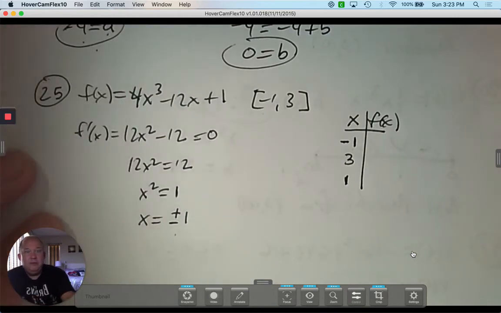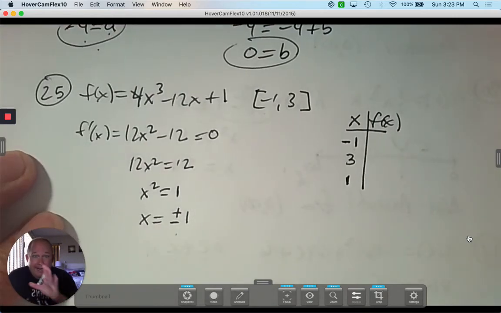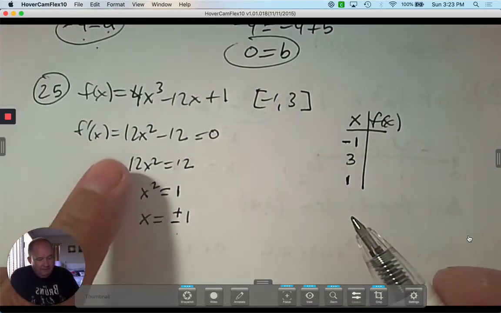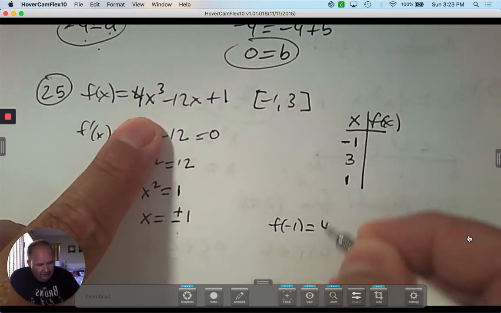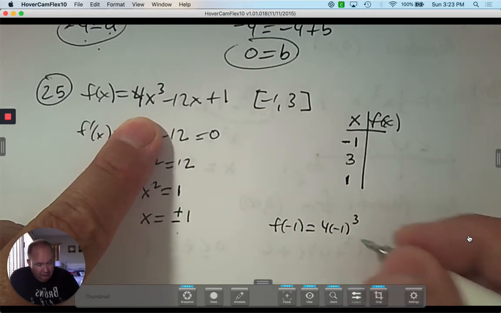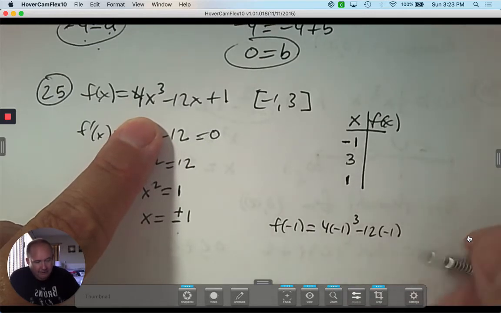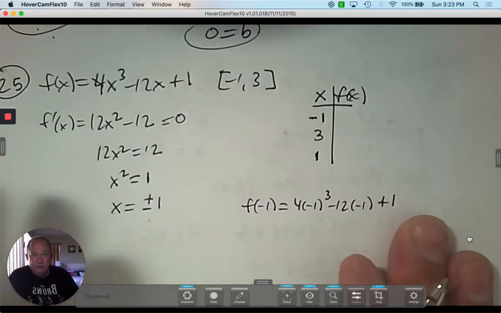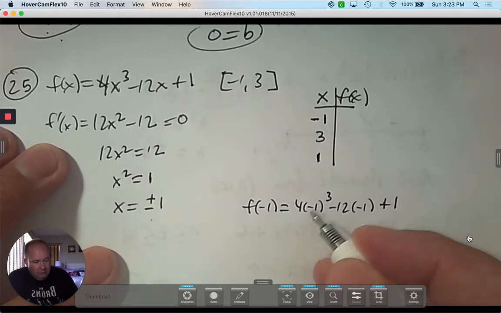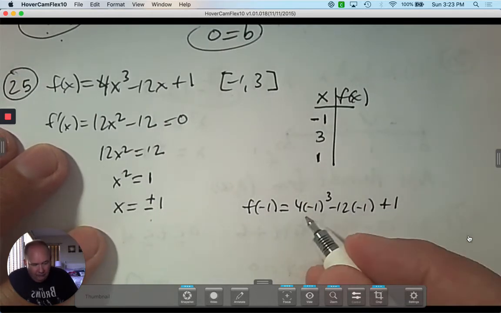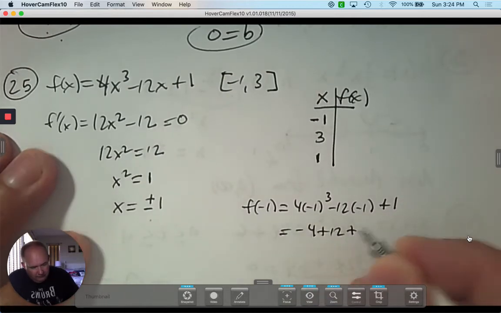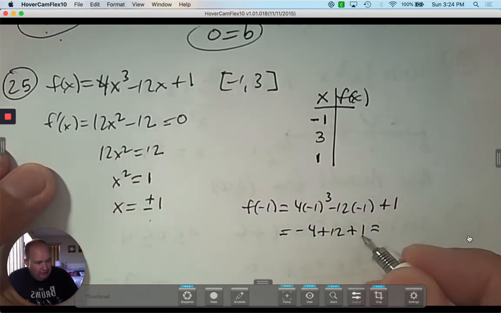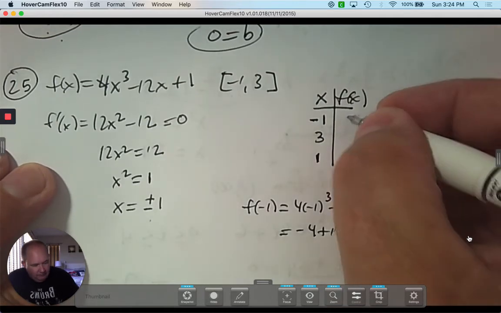So are you able to set up the table of values? Now, all you have to do is substitute back into the function and see what the answers are. So for -1, I'm going to plug that in. I'm going to be patient, and I'm not going to give up on myself in my number sense. You can do this if you have to do this. So -1 cubed is -1. So this is -4. This is +12 plus 1. So 13 take away 4. That gives me the answer 9.